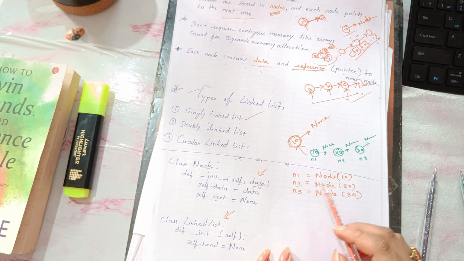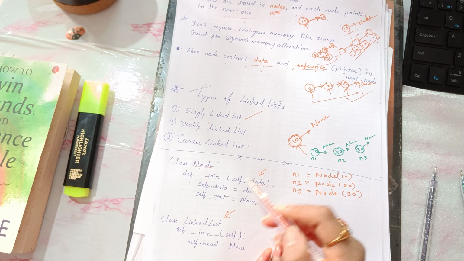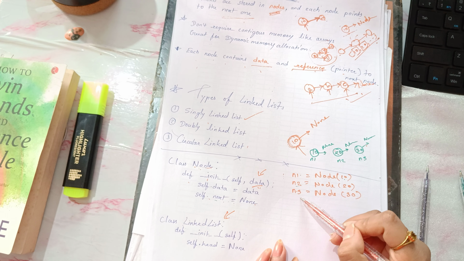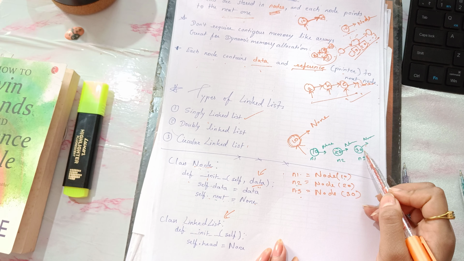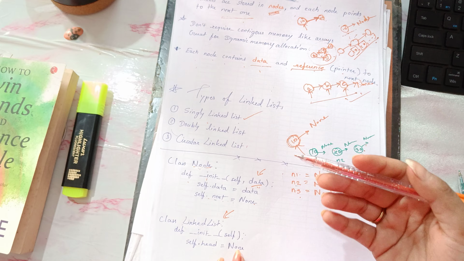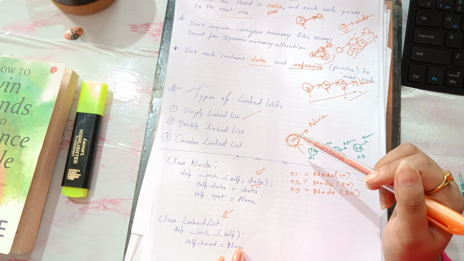This is basically node, like how to create a node. Now we have n1, n2, n3. These three nodes we have, and we'll see how to create the linked list basically.